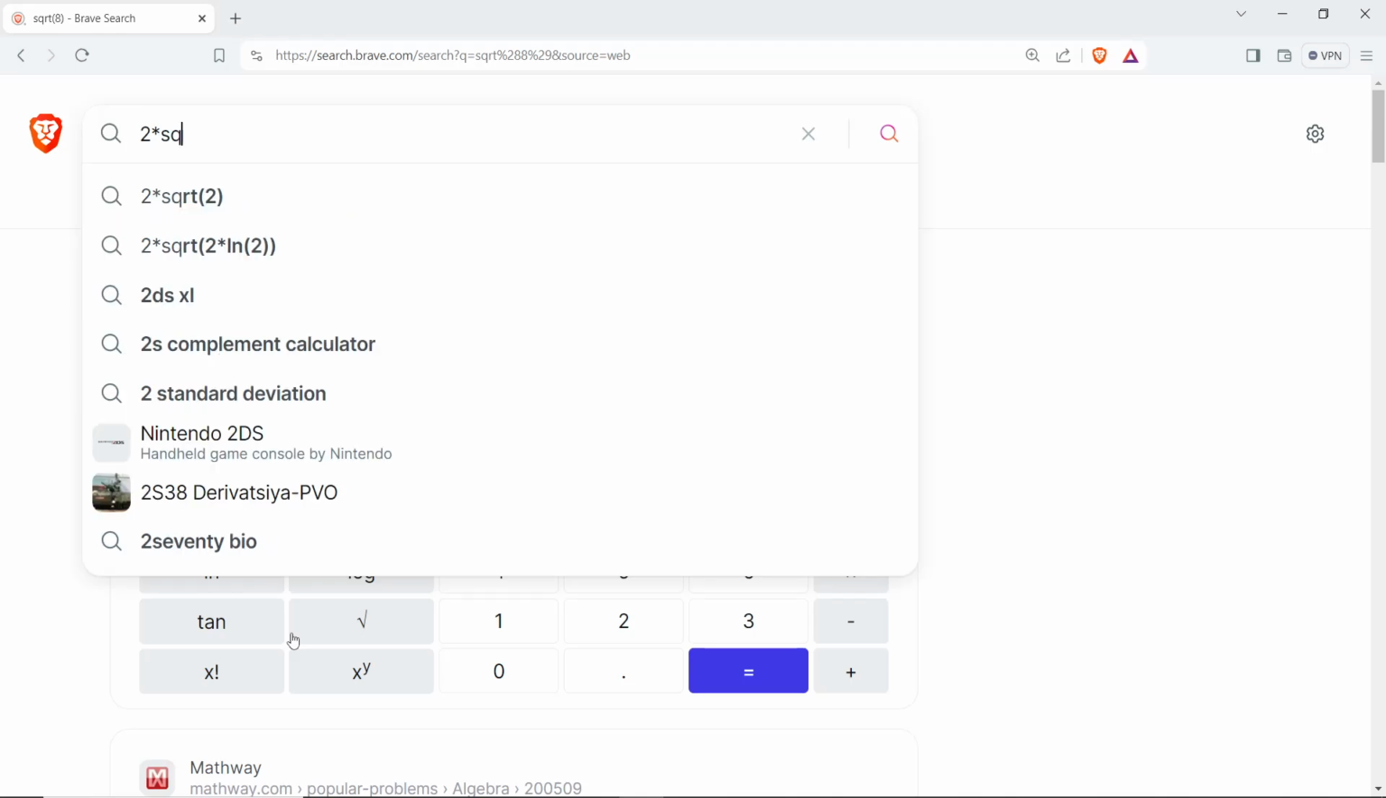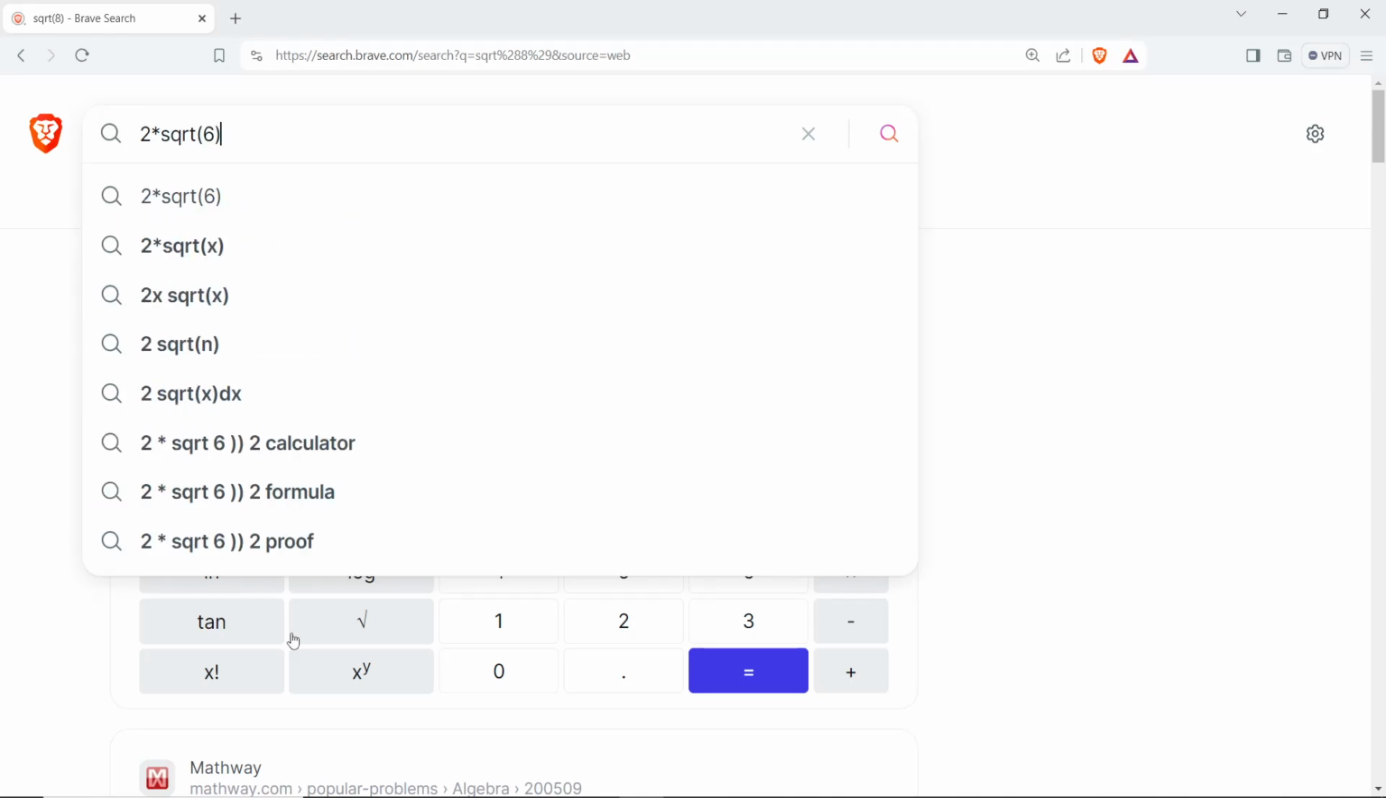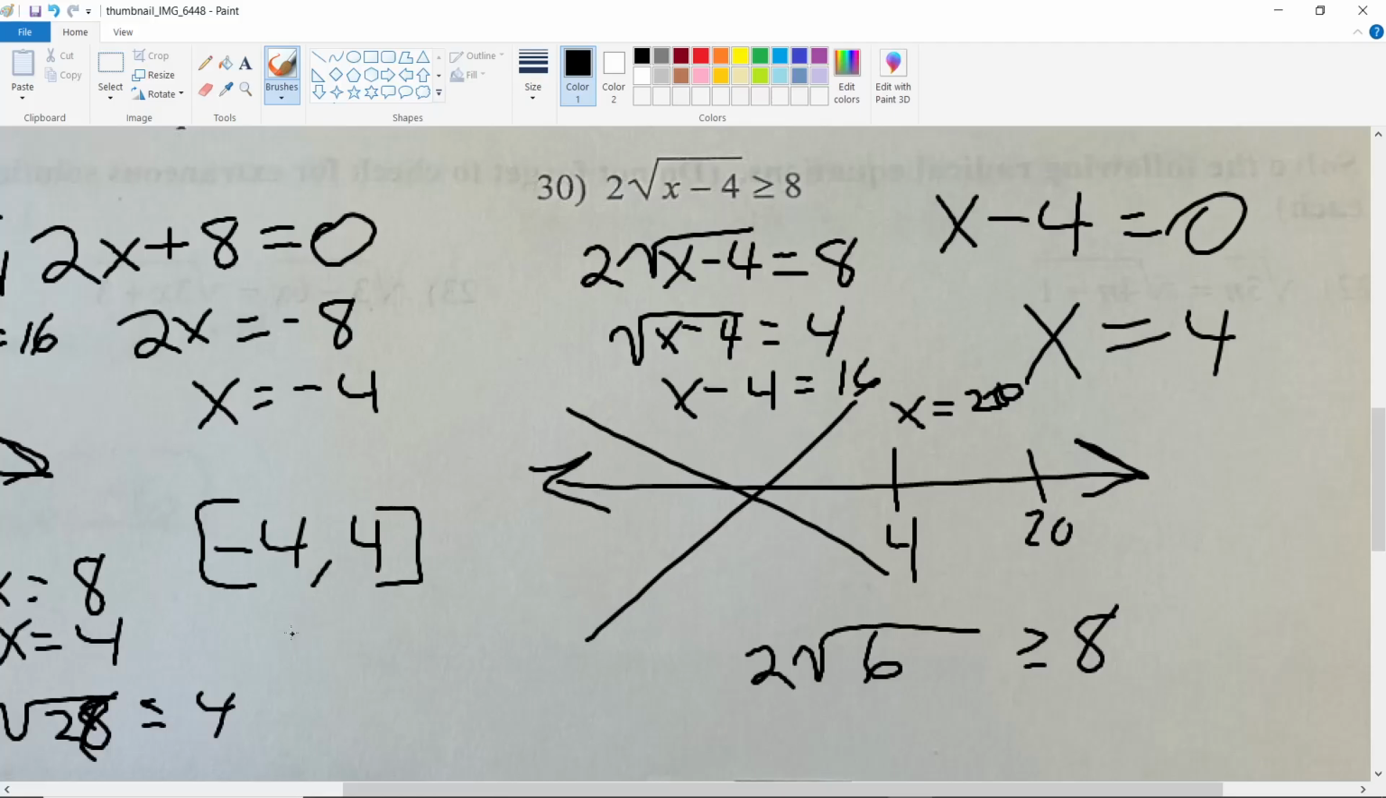2 times square root 6, 4.89. Is that greater than 8? It absolutely is not. So it's going to be greater than 20. Let me just double check it. I'll put in 30. 30 minus 4 is 26. 2 times square root of 26. Is that greater than or equal to 8? Well, square root of 25 is 5, and 2 times 5 is 10. Square root of 26 is bigger than 5, so it's going to be even bigger than 10. 2 times something bigger than 5 is bigger than 10. So yes, it does work.